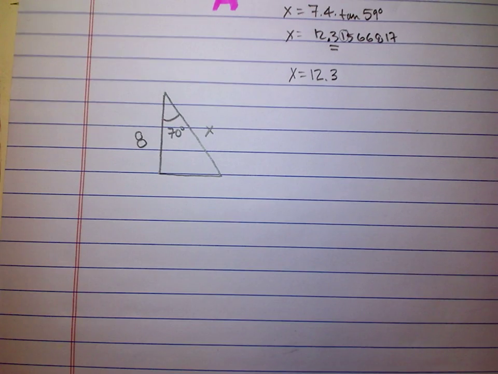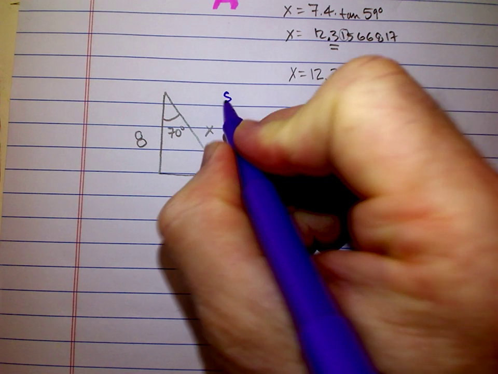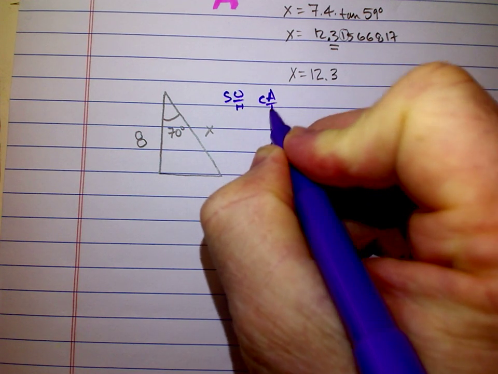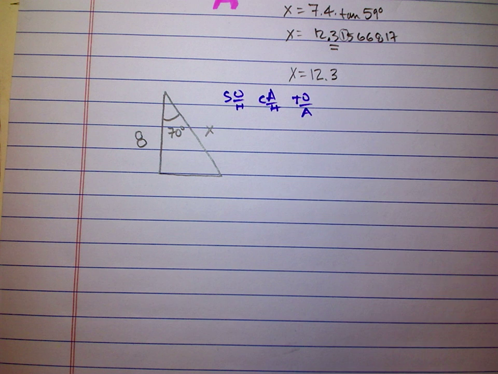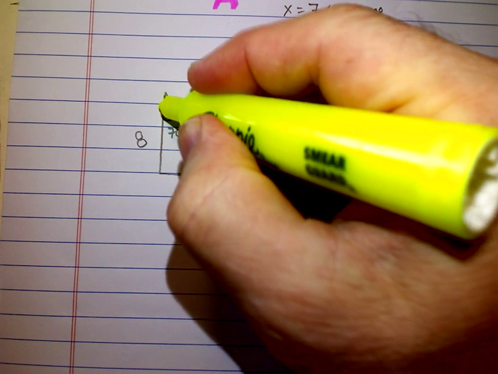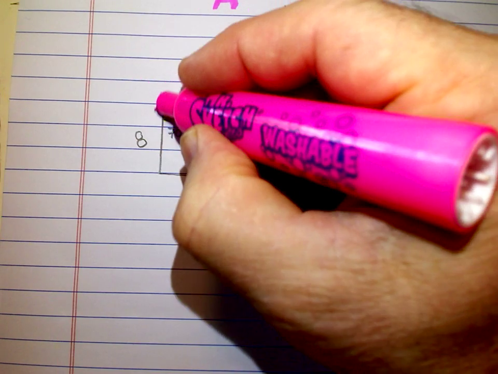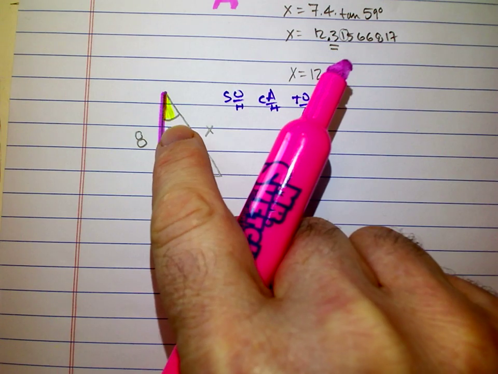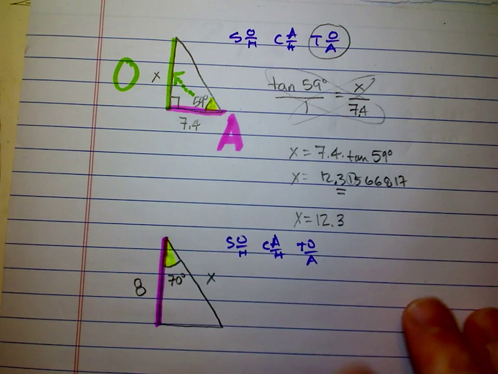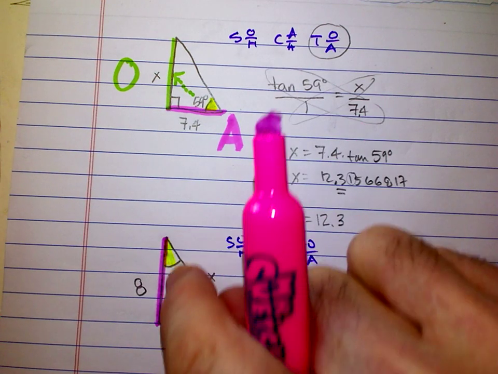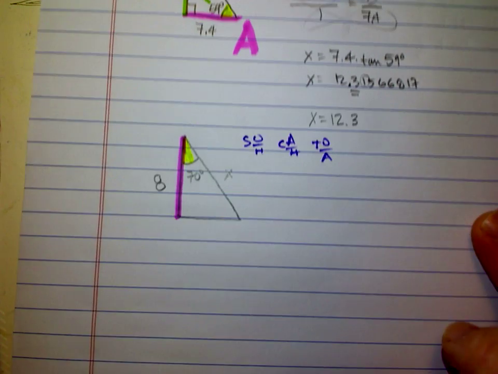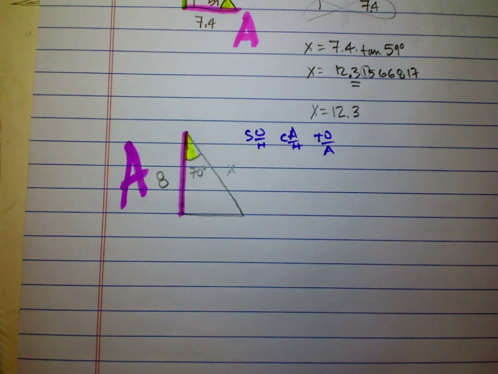Same thing we did before. I'm going to look to my SOHCAHTOA. In order to find this missing value of x, that's our first step. Second step is to identify the angle that we know, which is the 70-degree angle. Next is to identify the side that we know. Now this one, similar to our last one, is also the adjacent side. It's right next to this angle that we know. So I'm going to put an A there.